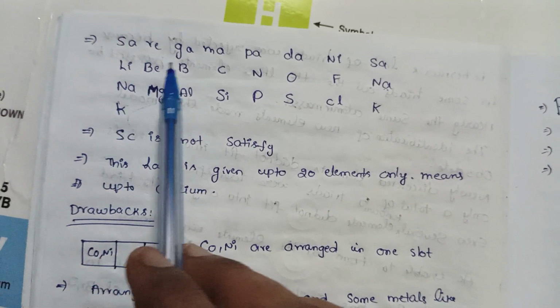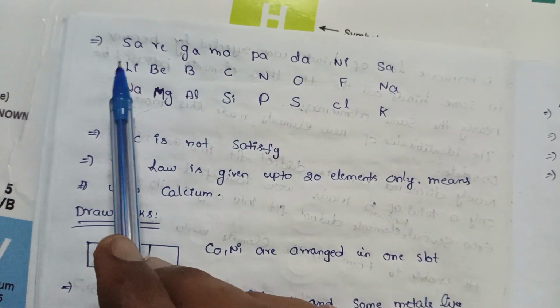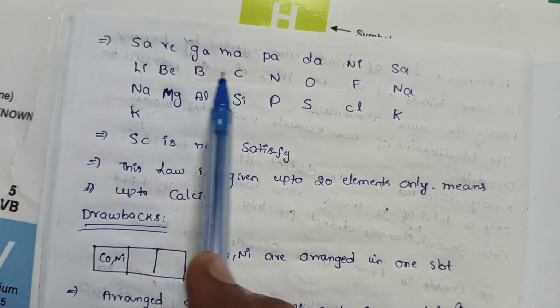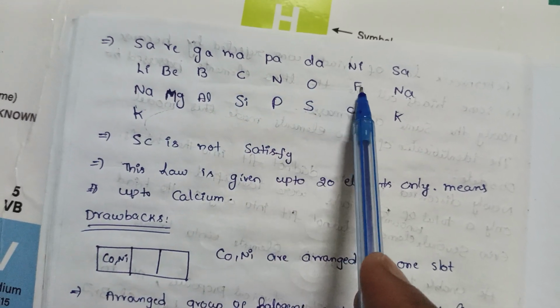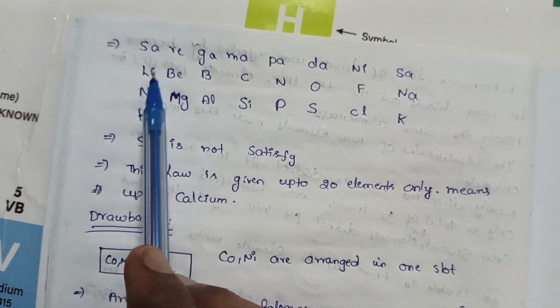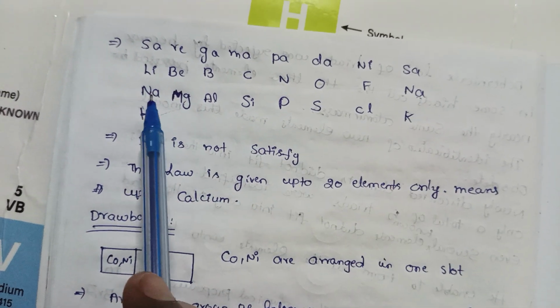Again, he has taken some musical notes. Sa, Re, Ga, Ma, Pa, Da, Ni, Sa means lithium, beryllium, boron, carbon, nitrogen, oxygen, fluorine and sodium. Sodium resembles the properties of lithium. So sodium is put in this group.